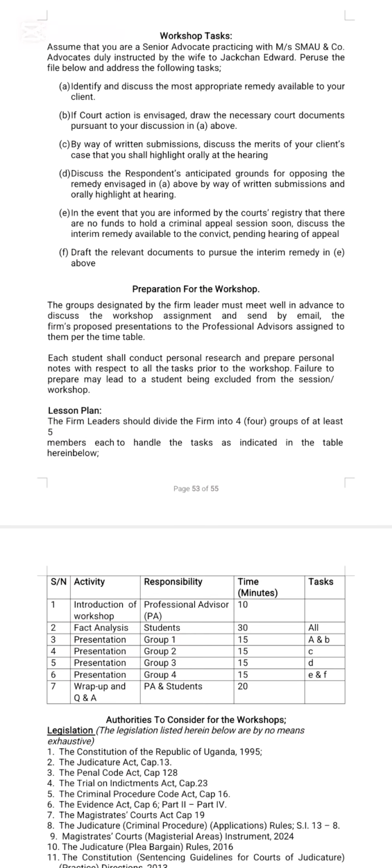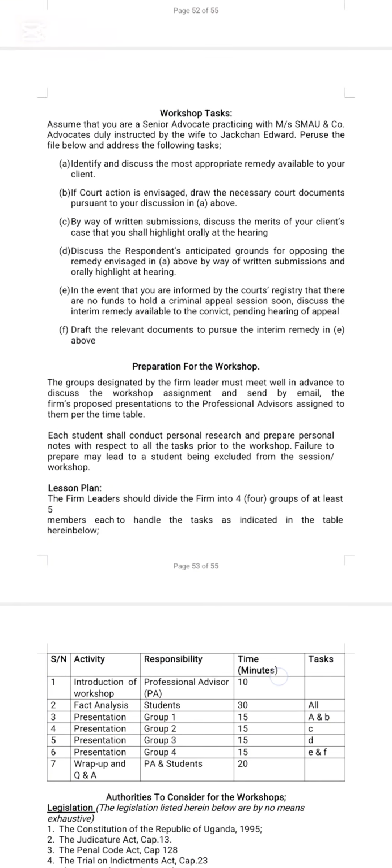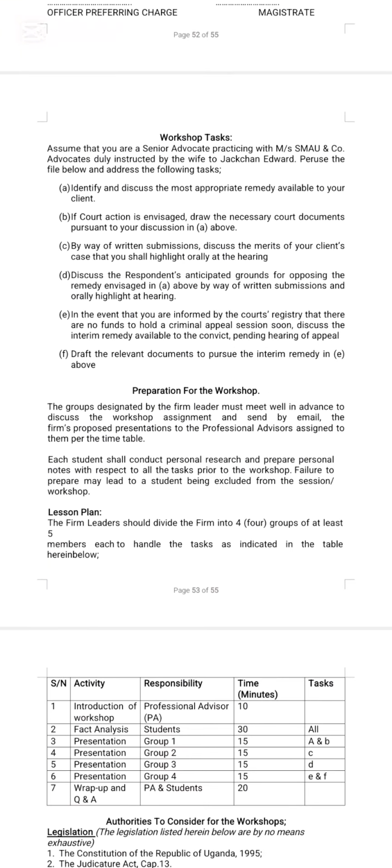You just have to affirm that the appellate court did the right thing. In the event that you are informed by the court's registry that there are no funds to hold a criminal appeal session soon, discuss the interim remedy available to the convict pending hearing of appeal. This one would be bail pending appeal. Draft the relevant documents, which is a notice of motion and affidavit in support.